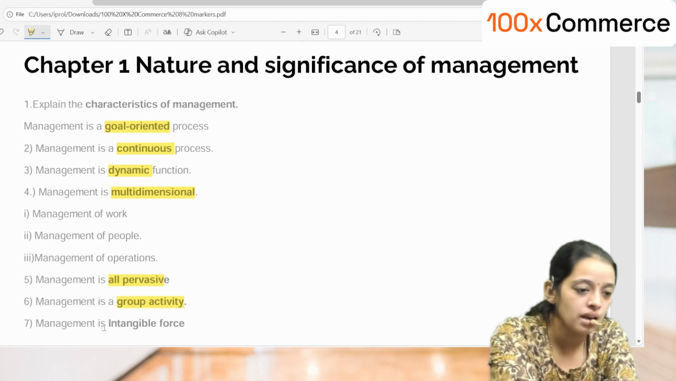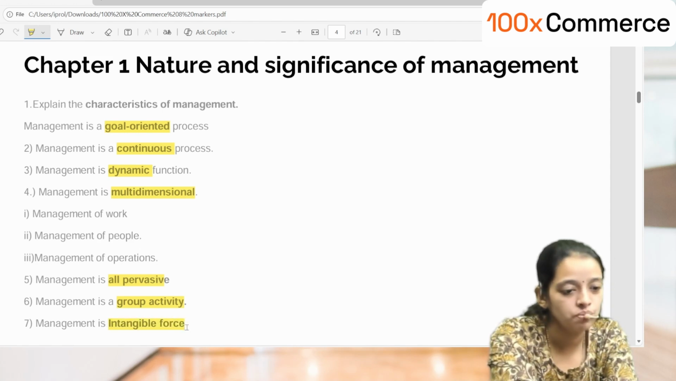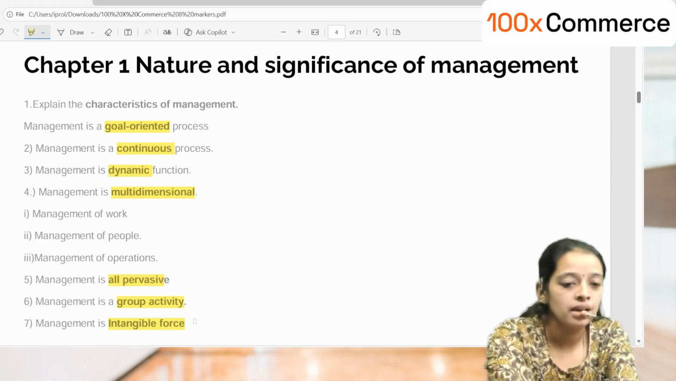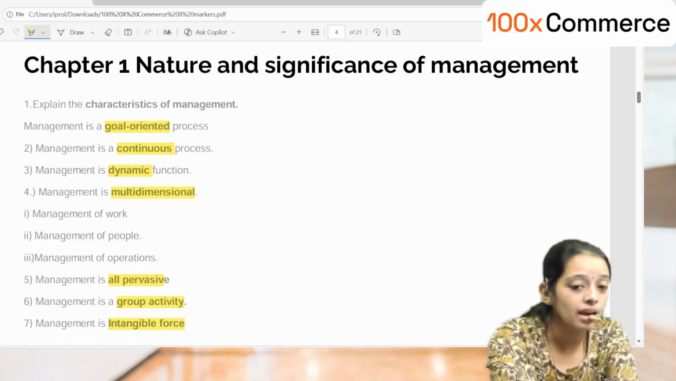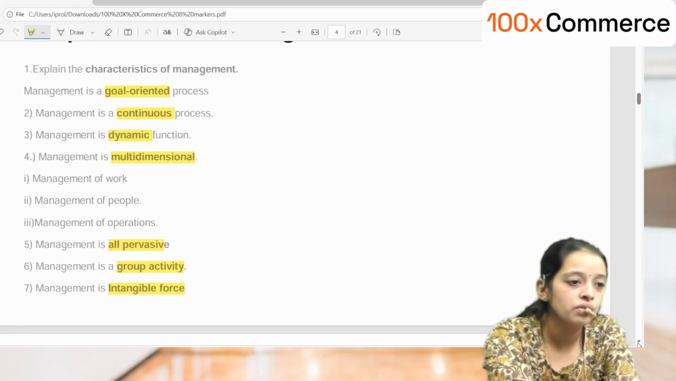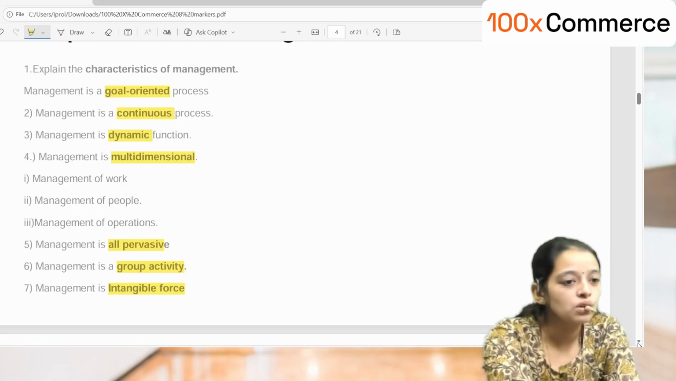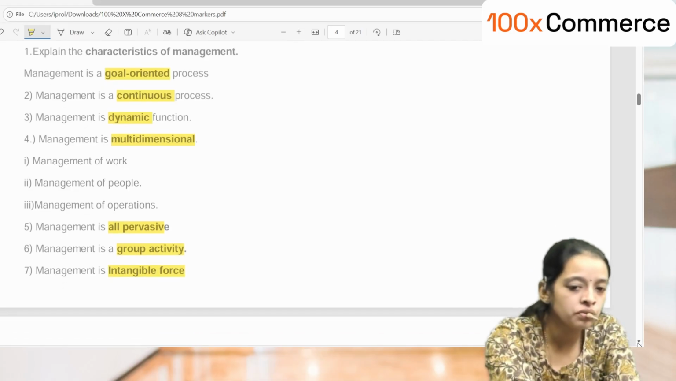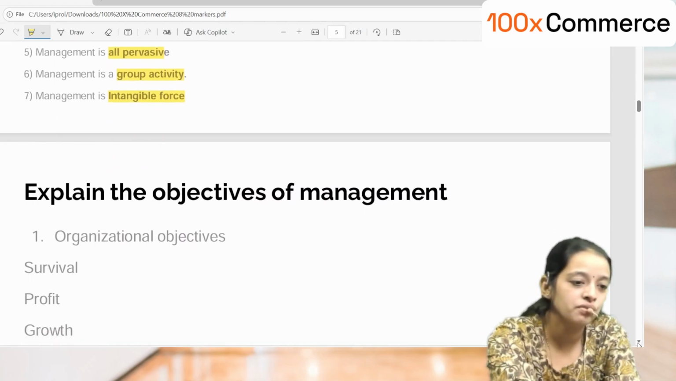Next one is management is an intangible force. Intangible force means what? Basically the essence of management is not tangible in nature. We cannot actually see it, but the effect of management is always felt. So this was all about your first important question from the first chapter.